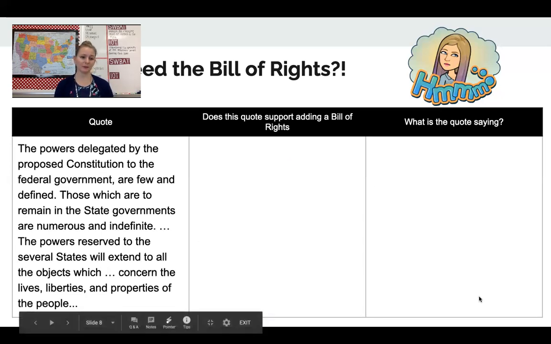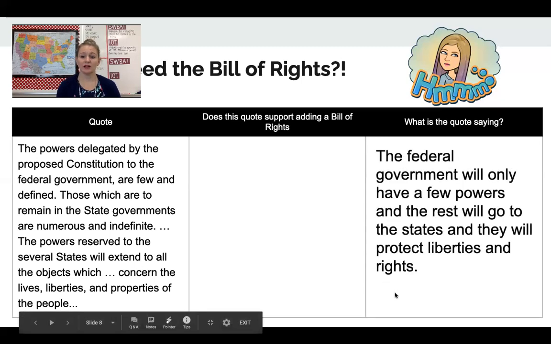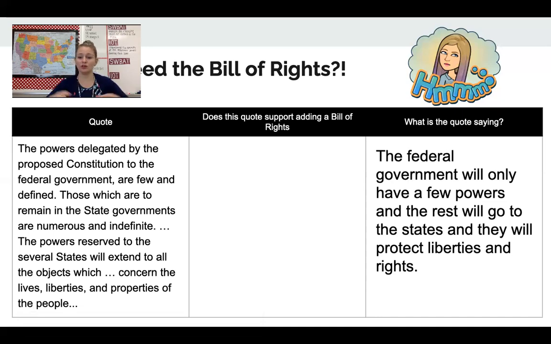Here's quote number 5. The powers delegated, which is a fancy way of saying given, the powers delegated by the proposed Constitution to the federal government are few and defined. Those which are to remain in the state governments are numerous and indefinite. The powers reserved to the several states will extend to all the objects which concern the lives, liberties, and properties of the people. So this is an argument that is stating that the federal government is only going to have a few powers. The rest of those powers go to the states, and the states will have a lot of power, and the states therefore will be able to protect the liberties and the rights of the people.